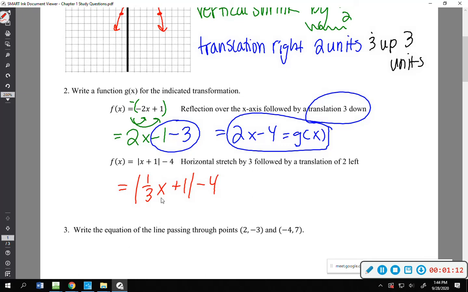A lot of you on the quiz put the 1/3 on the outside of the symbols. But that's vertical stretch or shrink. Horizontal is when you replace the x.